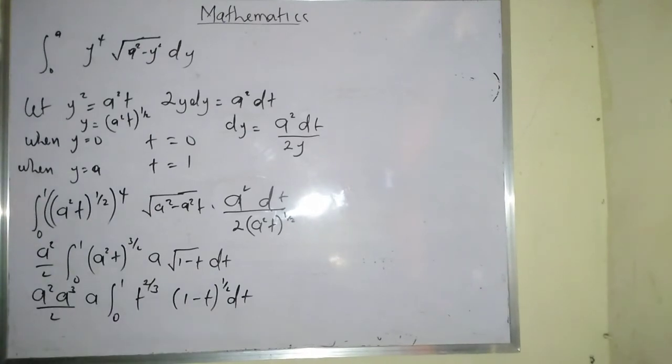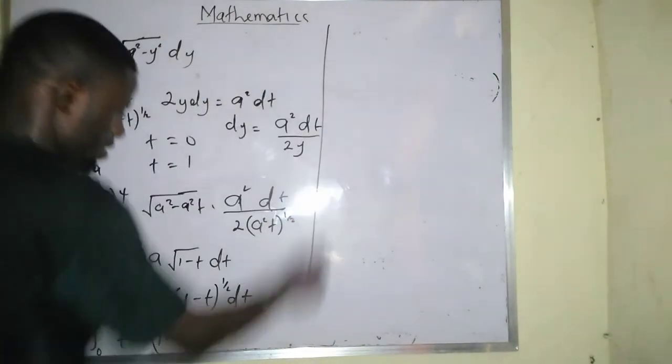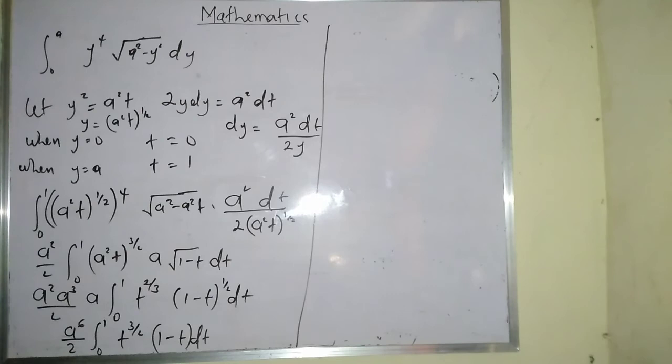Now, since I have this, what can I do? I can say that these are a, which is a raised to power 6 divided by 2, integral run from 0 to infinity, and also t raised to power 3 all over 2, 1 minus t, all bracket of what? dt. Now, since I have this, I can now move on.